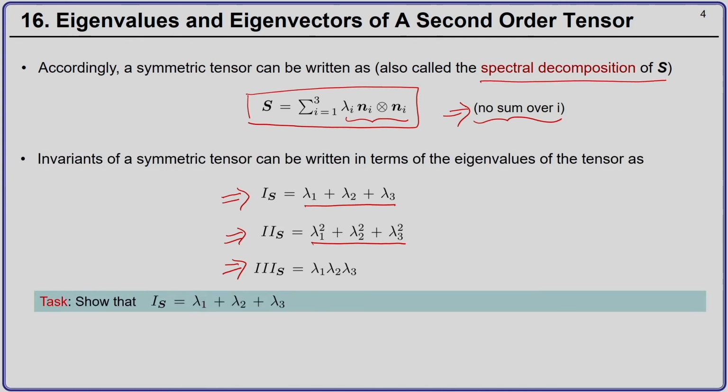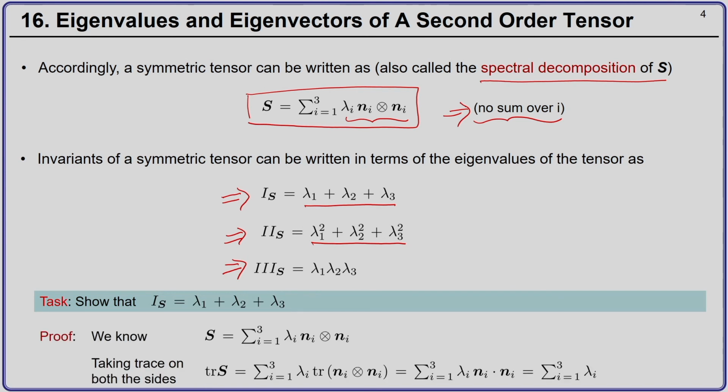Now suppose we want to show that indeed the first invariant of the symmetric tensor is the sum of the eigenvalues. How can we show that? We can start with the spectral decomposition expression of S and then take the trace on both sides. So, the trace on the left hand side should be equal to the trace of the right hand side.